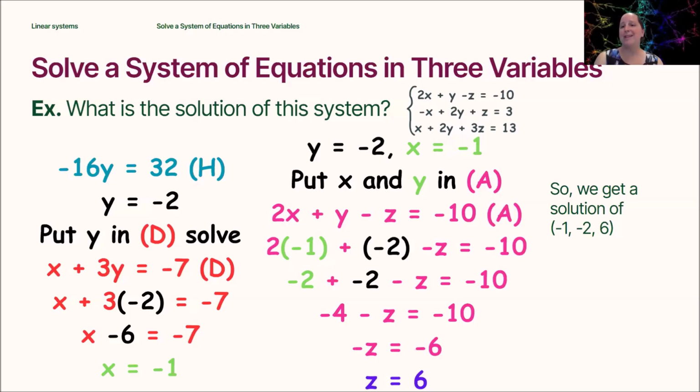So in the end, my solution is going to be my x value, my y value, and my z value. So negative 1, negative 2, 6 is my solution.